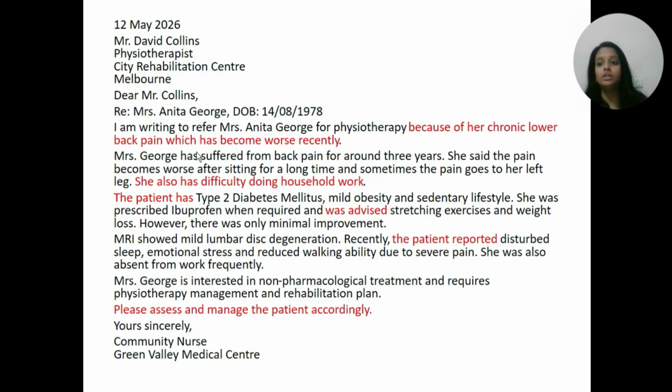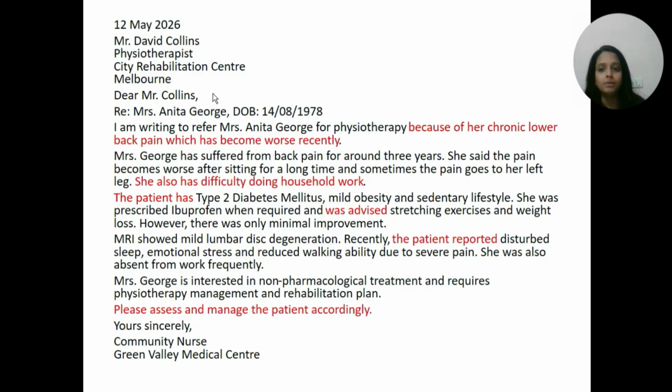Because of her lower back pain, which has become worse recently. So this is grammatically okay, but it sounds very basic, right? And you can compare that to a stronger clinical phrase like "for further assessment and management of progressively worsening chronic lower back pain." So you can feel the difference, right? The second one, what I told, sounds better. It sounds more professional, more concise, and more medically fluent. So that immediately increases your score.